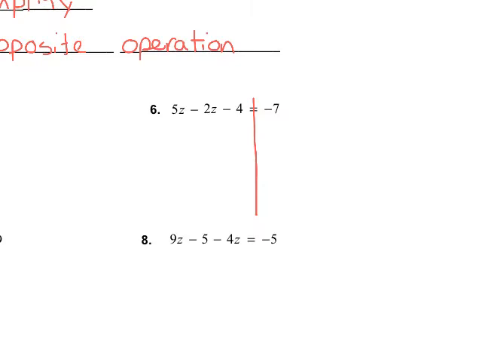Okay, so let's start with same side, simplify. Are there any like terms on the same side of the equal sign that I can simplify? Yes, sir. 5z and 2z. 5z and 2z. So what is 5z minus 2z? 3z.